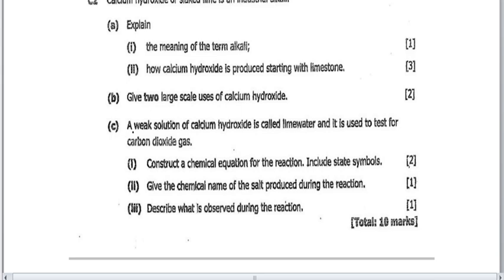Part C. A weak solution of calcium hydroxide is called lime water, and it is used to test for carbon dioxide gas. Construct a chemical equation for the reaction, include state symbols. So now calcium hydroxide is written like that.